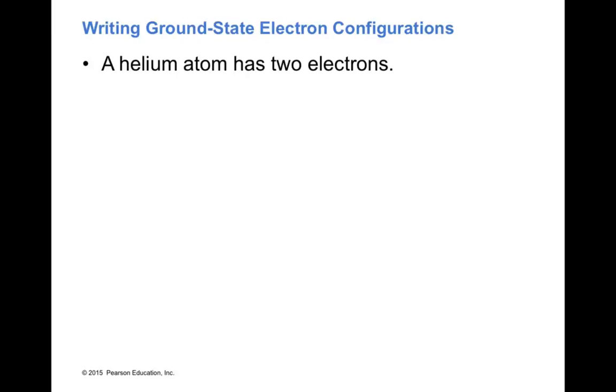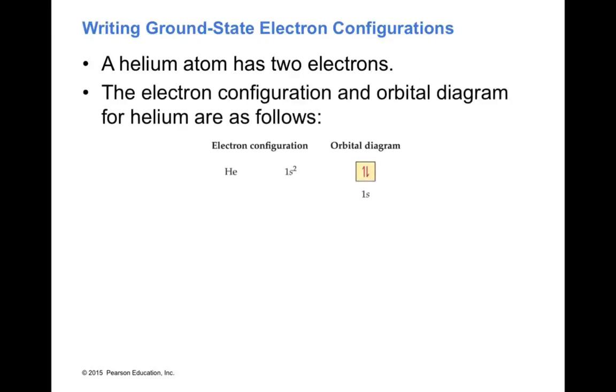So let's first write the ground state for helium. Helium has 2 electrons. Once again, in each orbital we can put 2 electrons. So for helium, you're going to use the 1s, 1s2. This is the electron configuration, 1s2, and the orbital diagram, 1s with 2 electrons. Remember that we need to put each half arrow pointing in opposite ways.